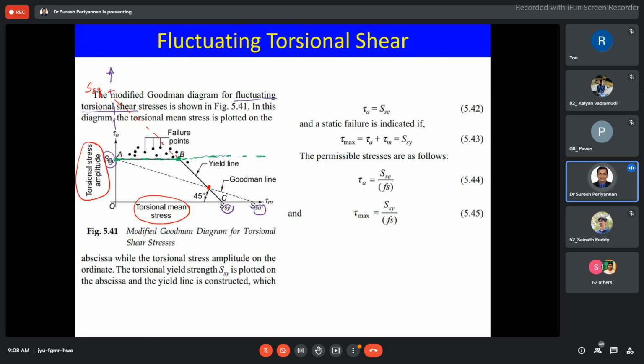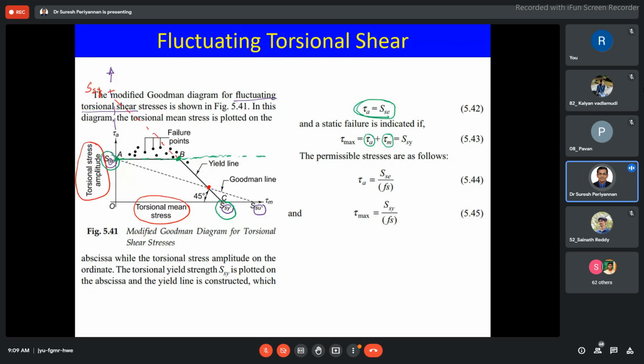Now come to this, similar calculation. Here, this is our torsional stress amplitude, the shear stress amplitude, nothing but our SC here. Now tau max: we are summing the torsional stress amplitude tau A and the torsional mean stress tau M, which is nothing but our SSY.